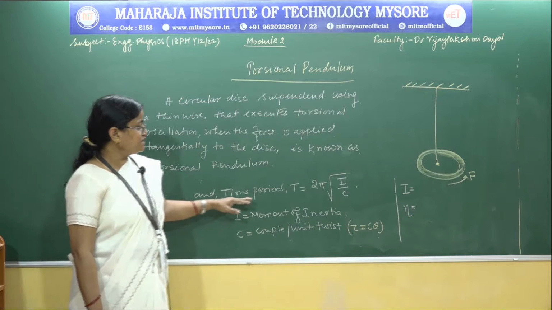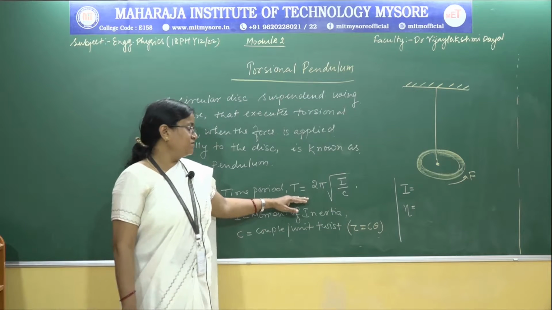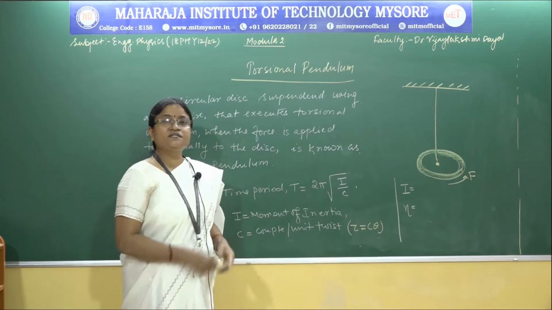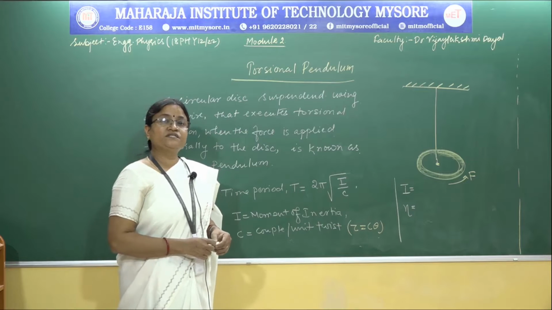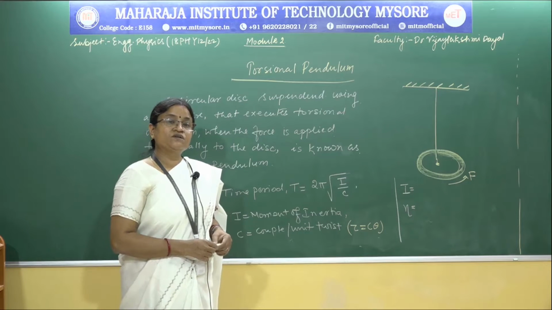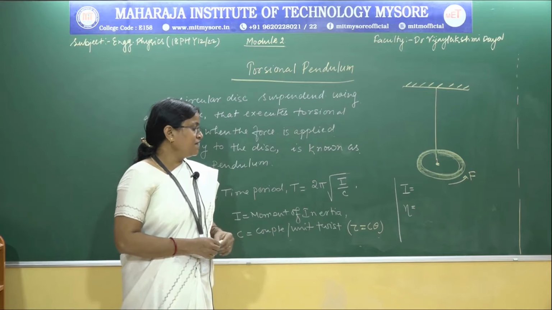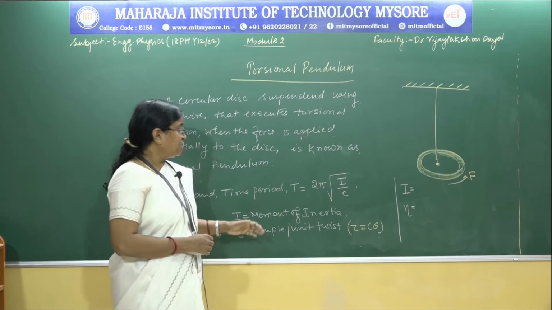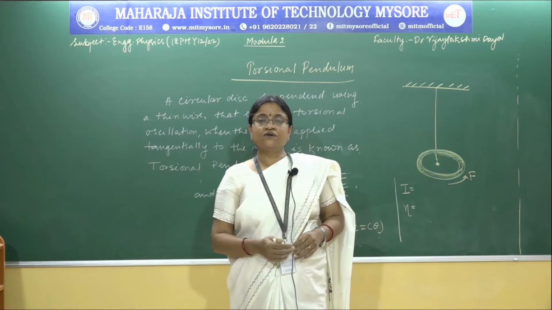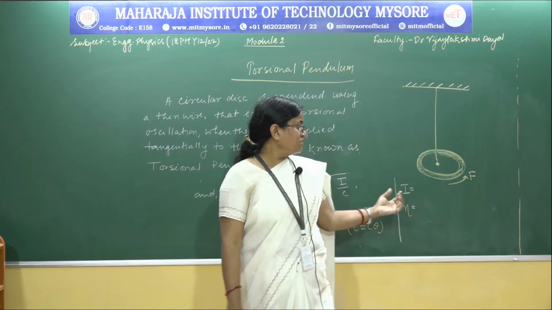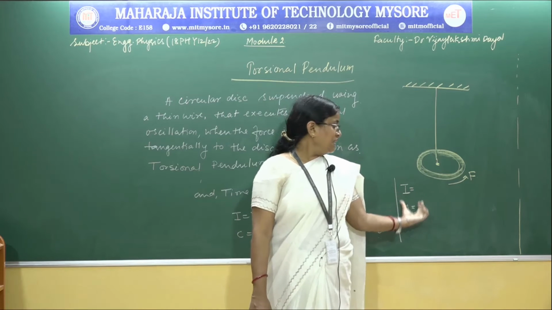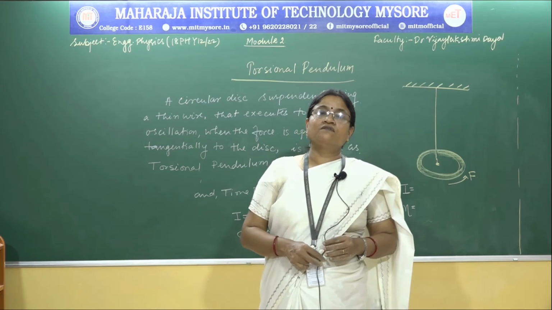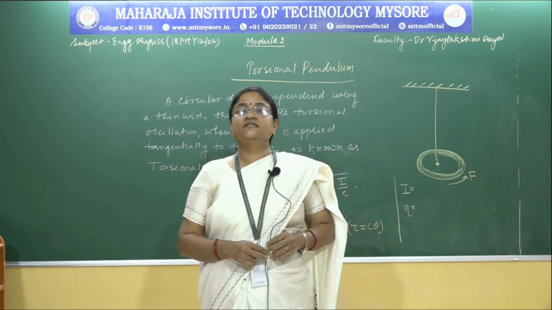Now, if we want to calculate the time period of this torsional pendulum, T will be equal to 2 pi square root of I divided by C, where I is the moment of inertia and C is the couple per unit twist, which is given by torque divided by the angle of twist. So, if we take the system, we will be able to calculate the moment of inertia of the disc and the rigidity modulus of the wire, and that is one of the objectives of one of the experiments in the engineering physics lab.